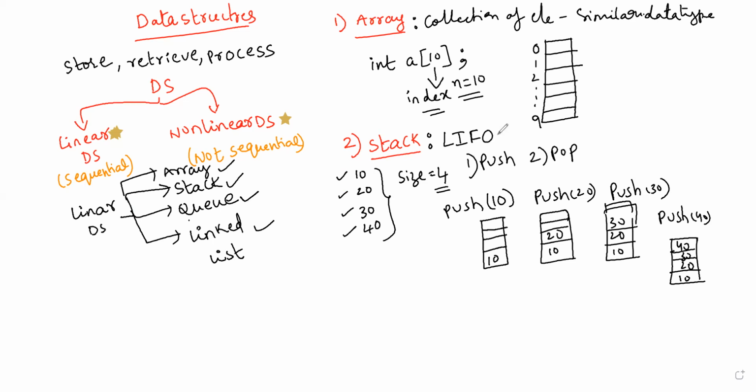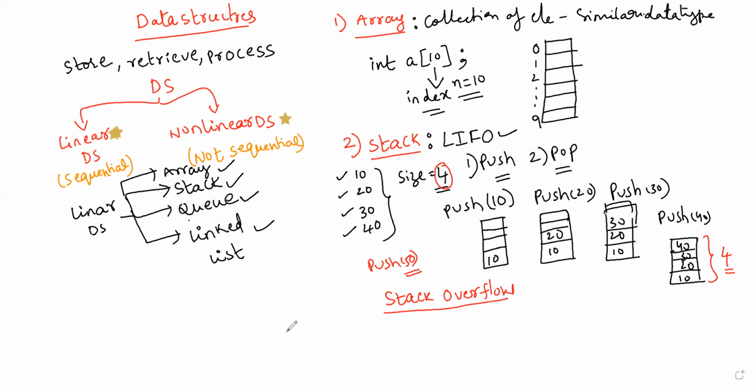Stack follows last in, first out. There are two operations: first one is push, second one is pop. Push means inserting a value into the stack. Pop means removing an element from the stack. Remember, I want to insert one more element, let us assume push of 50. We cannot insert this element because the stack is already filled with 4 elements and the size is also 4. If the stack is full, you cannot insert one more element. This is called stack overflow.